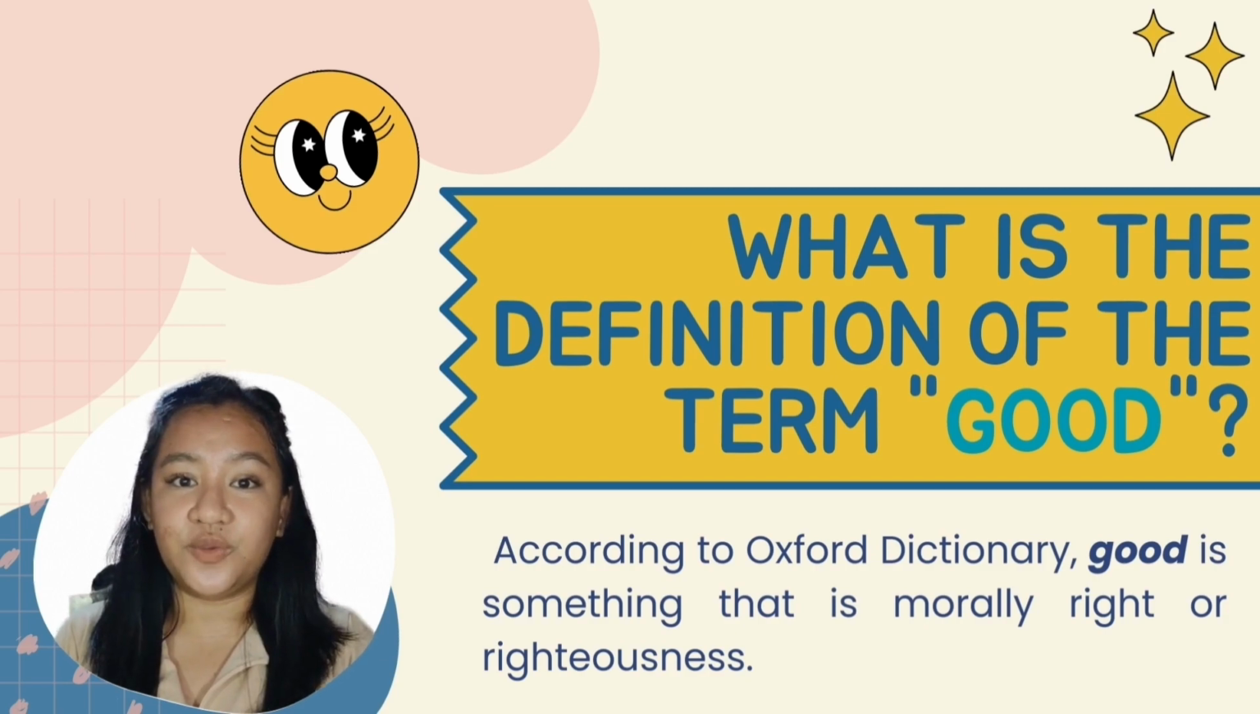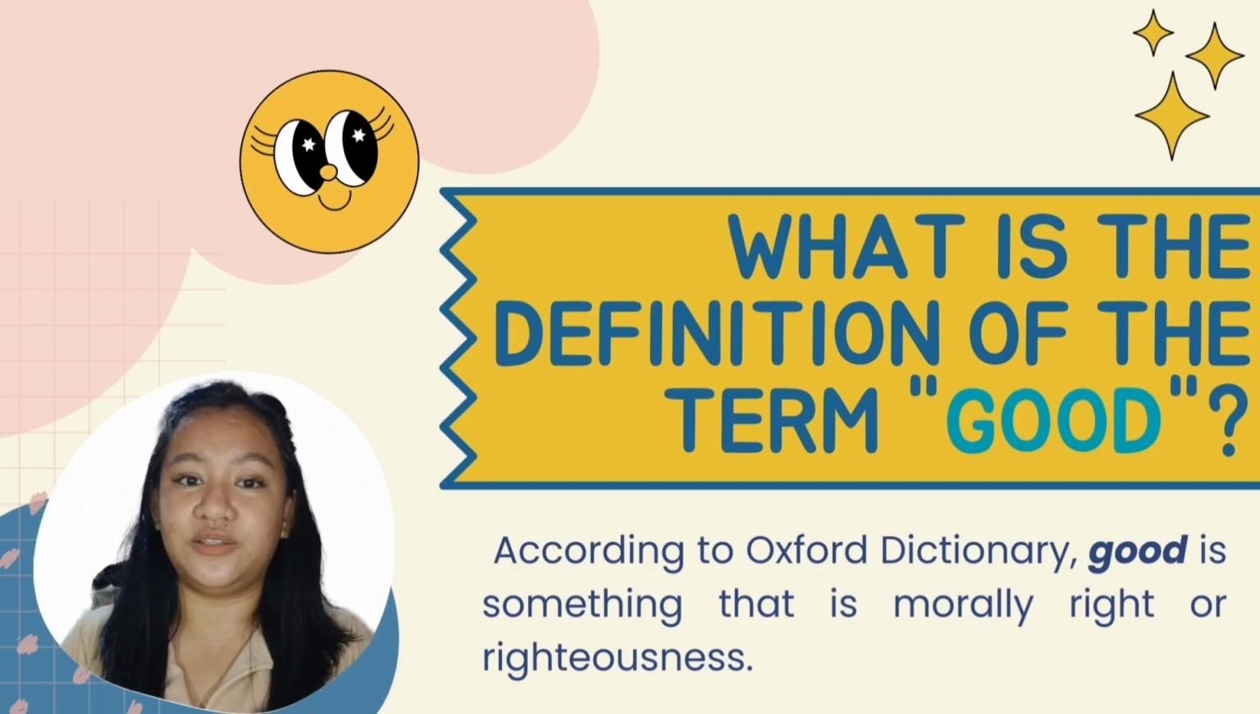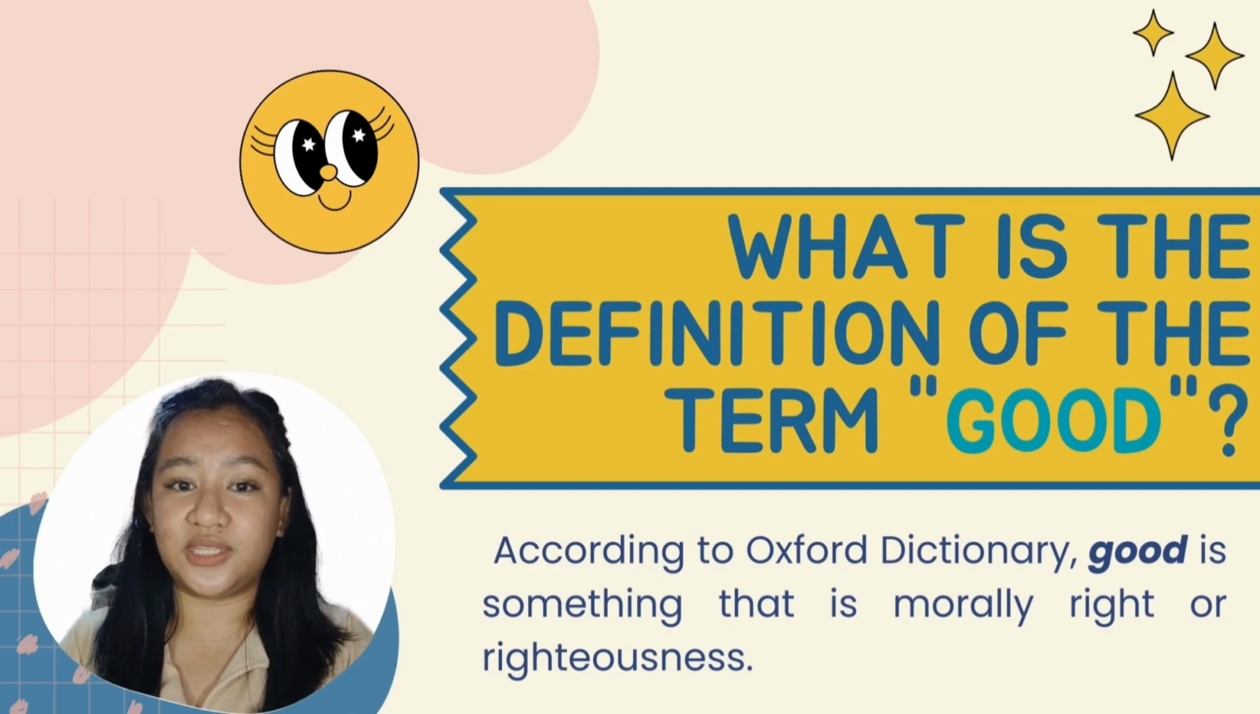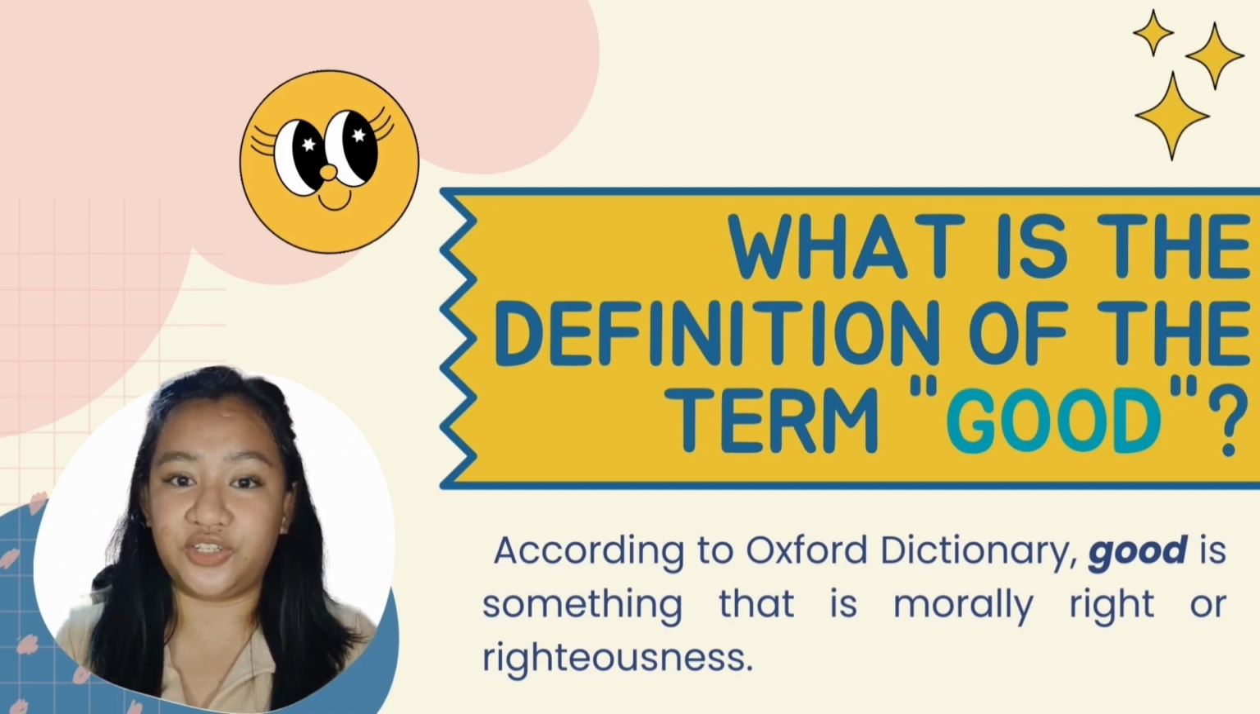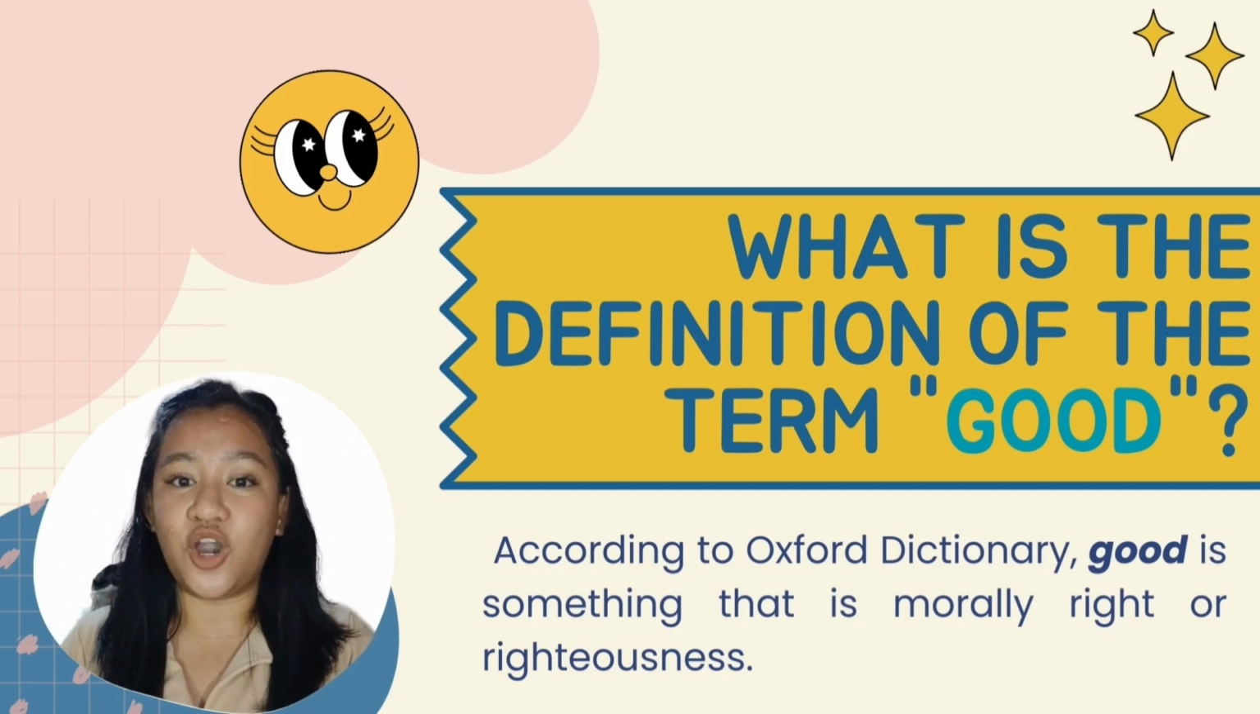For example, we can say that a person is good if she possesses the characteristics of being honest, responsible, trustworthy, or open-minded. From this example, we can see that the term good is associated with positive characteristics. Now, let's move on to the definition of governance.